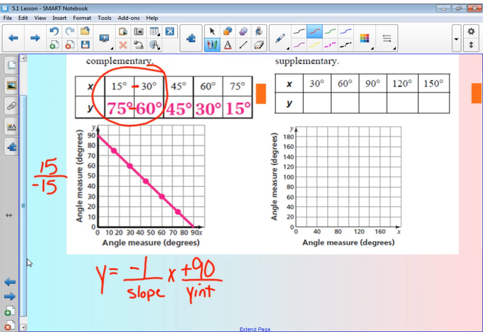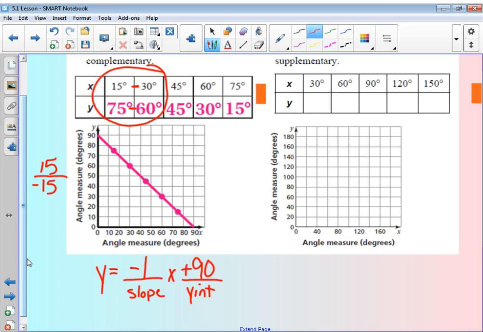Okay, and what did we do? Well, we logically worked our way through the problem and said we're going to take 90 minus the x. When you write it out in y-intercept form, it reverses those things because the x is the thing that we're consistently changing. So that was the slope area.